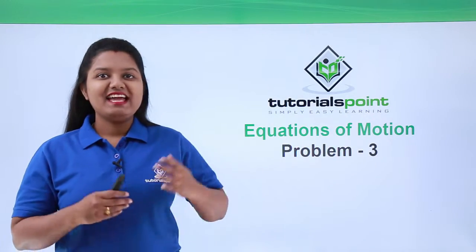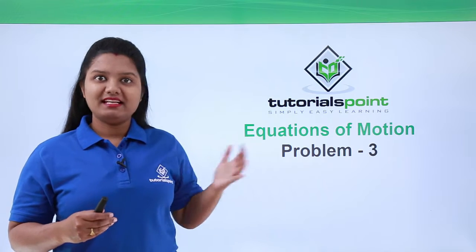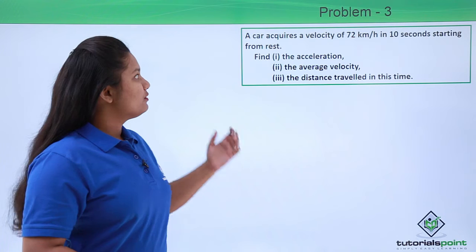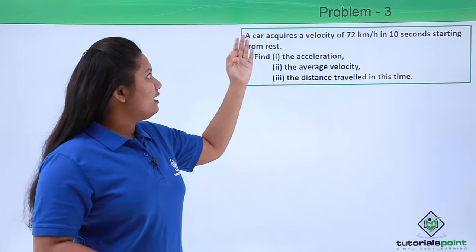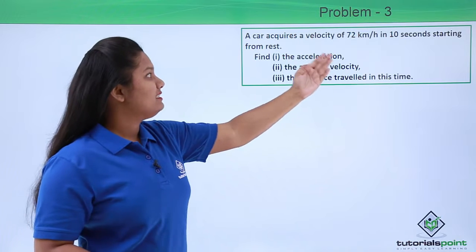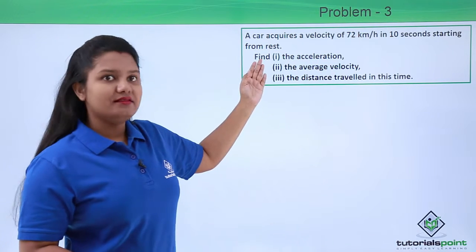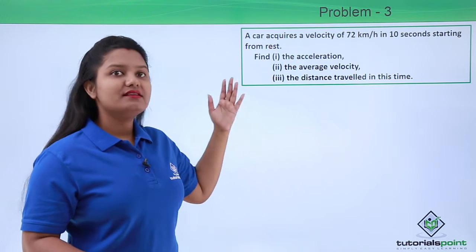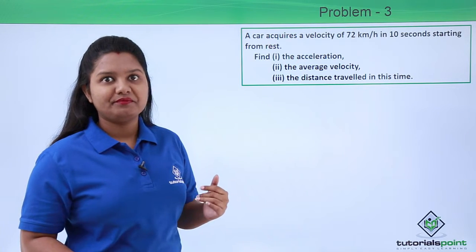Hello everyone. In this video, we'll be solving another problem based on the equations of motion. So here is a problem. A car acquires a velocity of 72 kilometers per hour in 10 seconds, starting from rest. Find the acceleration, the average velocity, and the distance traveled in this time.